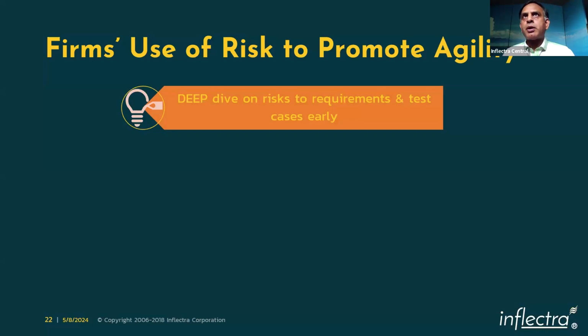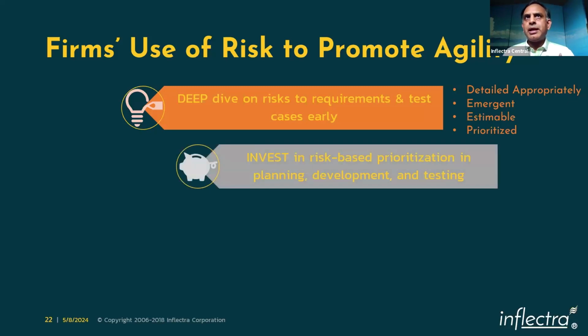Again, deep dive on risks to requirements and test cases much earlier. And DEEP itself is an acronym here. It means detailed appropriately, emergent, estimable, and prioritized. And so risk-adjusted product backlog refinement comes into play here. The next one is to think about investing in risk-based prioritization in planning, development, and testing.